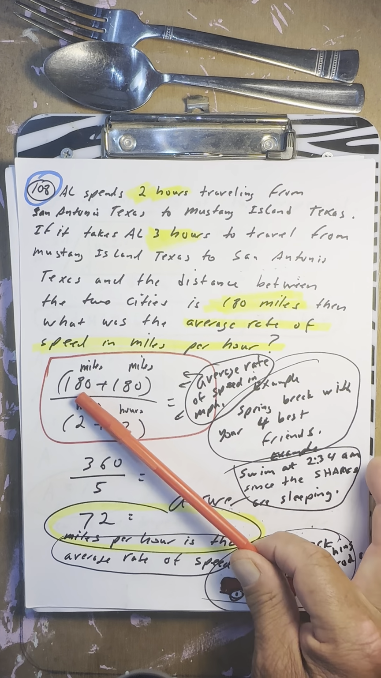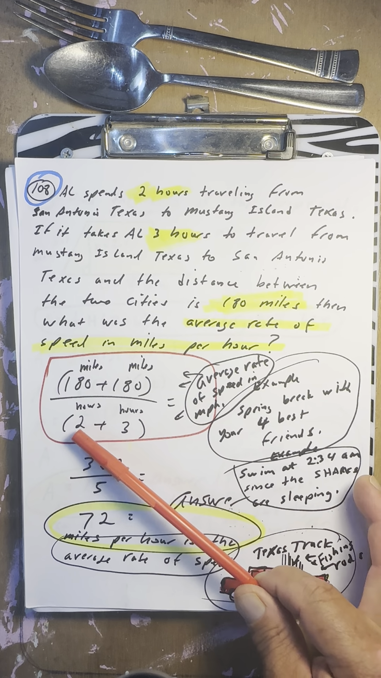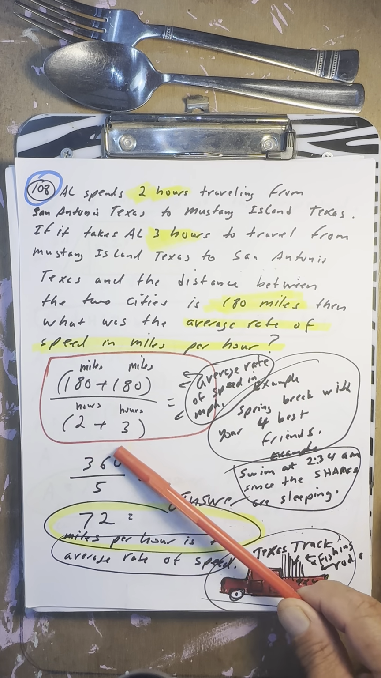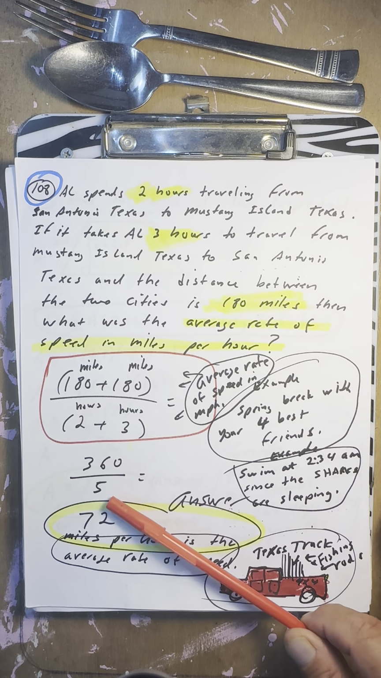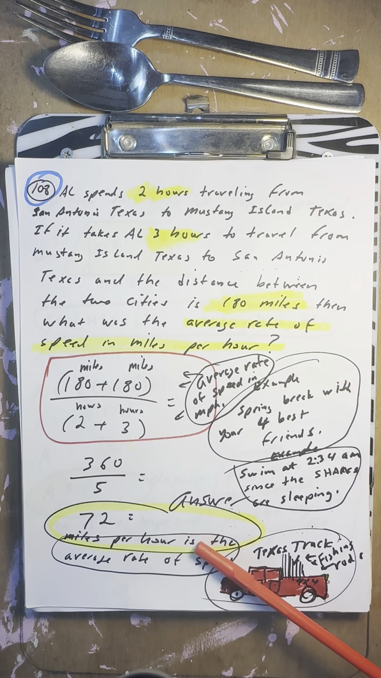So 180 to get there and 180 to get back, over what's the total hours? You had 2 hours this way, 3 hours that way. So add those together: 360 miles over a period of 5 hours. Divide those two numbers and you're going to get 72 miles per hour as the average rate of speed.